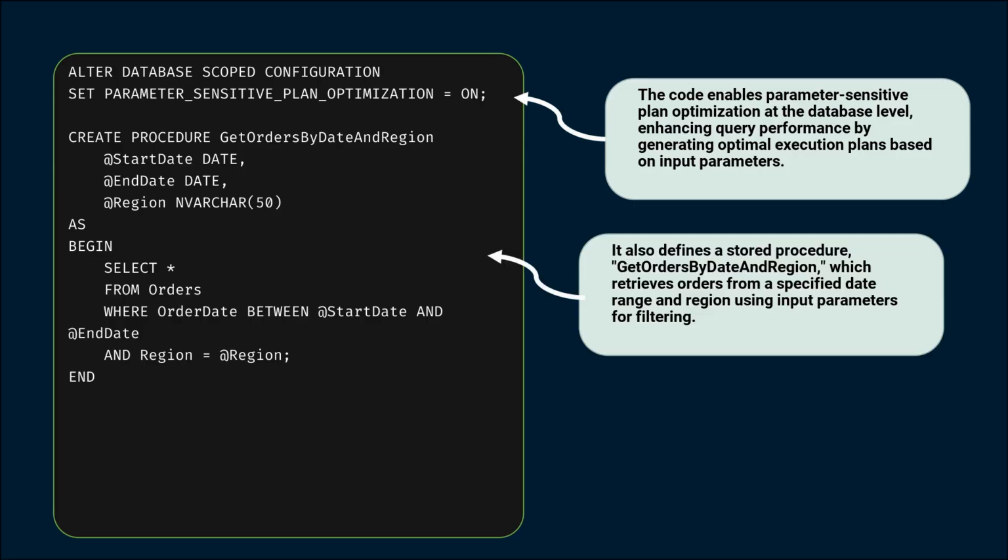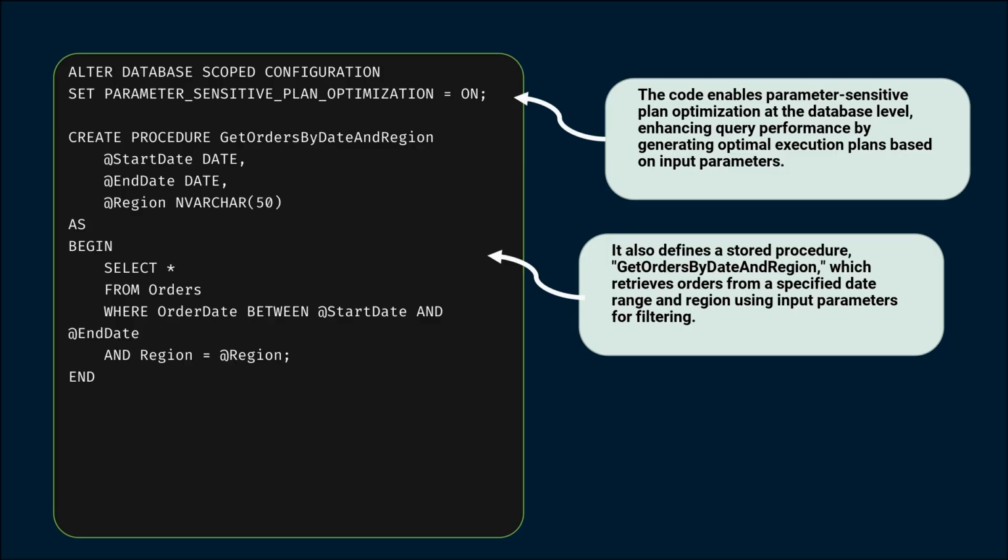Now, let's dive into how we can implement parameter-sensitive plan optimization, or PSP optimization, in our SQL Server environment. The first step involves enabling this feature, which we do by using the Alter Database Scoped Configuration command to set Parameter-Sensitive Plan Optimization to On. This configuration allows SQL Server to maintain multiple cached execution plans for parameterized queries. Pretty cool, right? It significantly enhances performance, especially for queries that involve equality predicates.